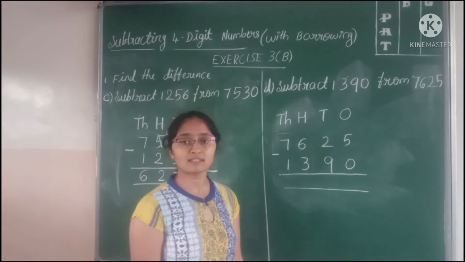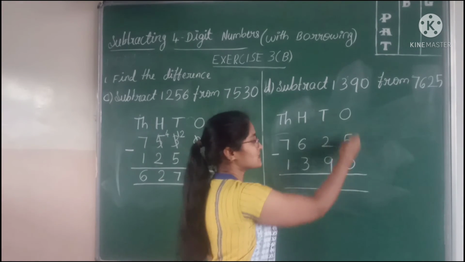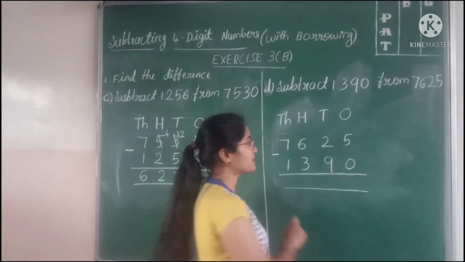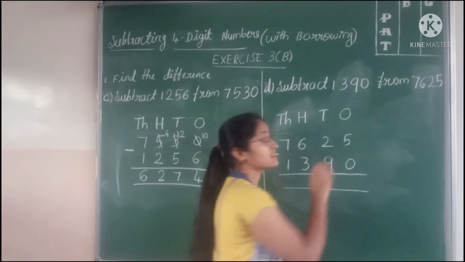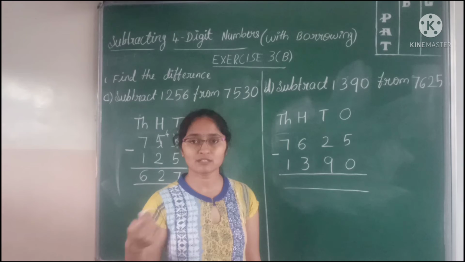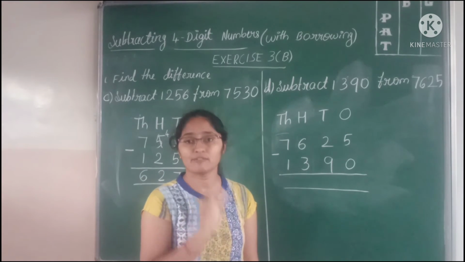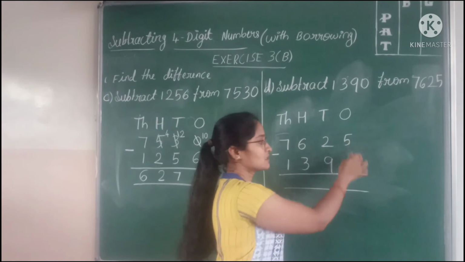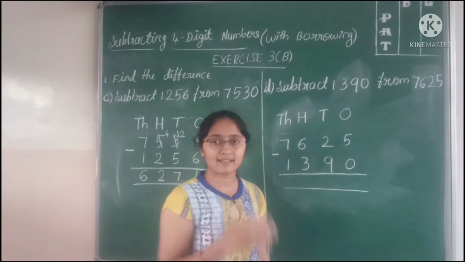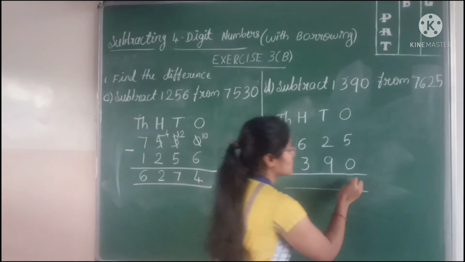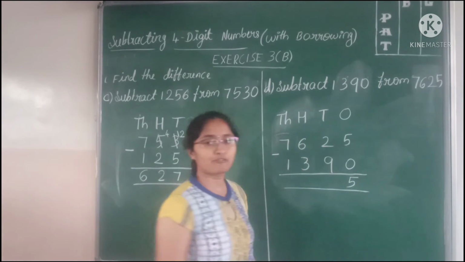Now start subtracting from ones place. So here the ones place number is 5 minus 0. 5 minus 0 is how much? Yes, very good. It is 5 only. When you subtract a number 0 from a number, you will get the same number back. So 5 minus 0 is 5.